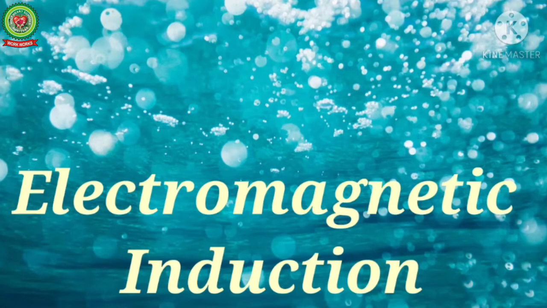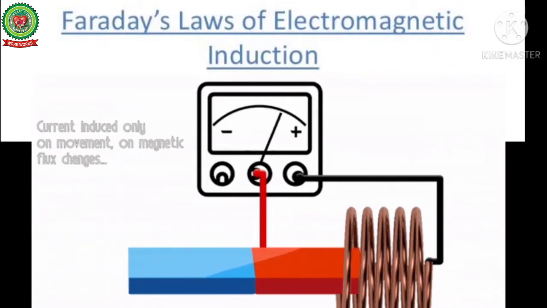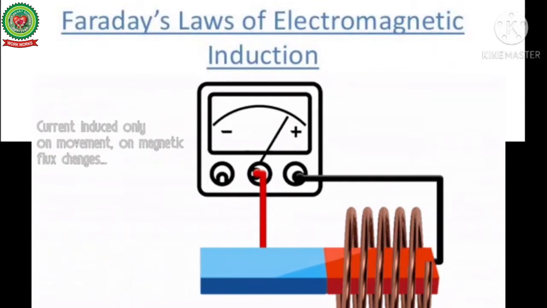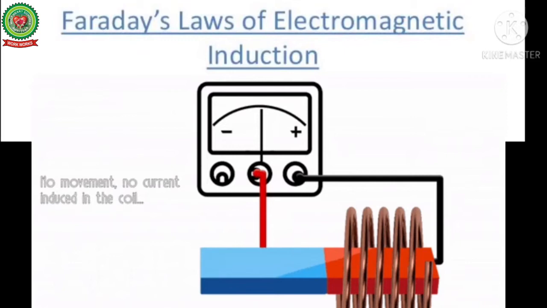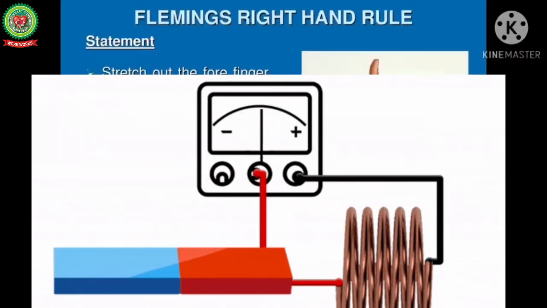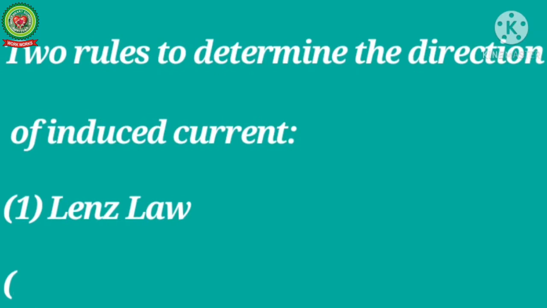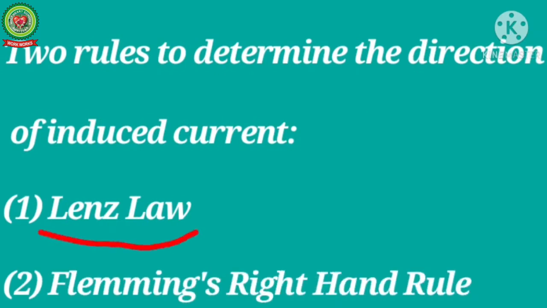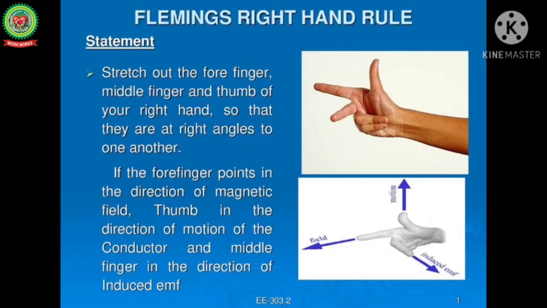Students, in our previous lecture, we had discussed electromagnetic induction, that states that whenever there is a change in magnetic flux linked with the coil, an EMF is induced. So, to determine the direction of induced EMF, we had two rules. The first one we had discussed earlier was Lenz's law, and the second rule which we are going to discuss today is Fleming's right-hand rule.